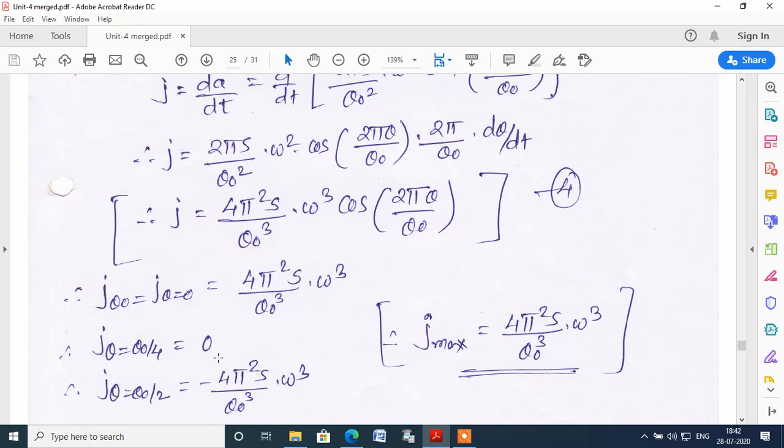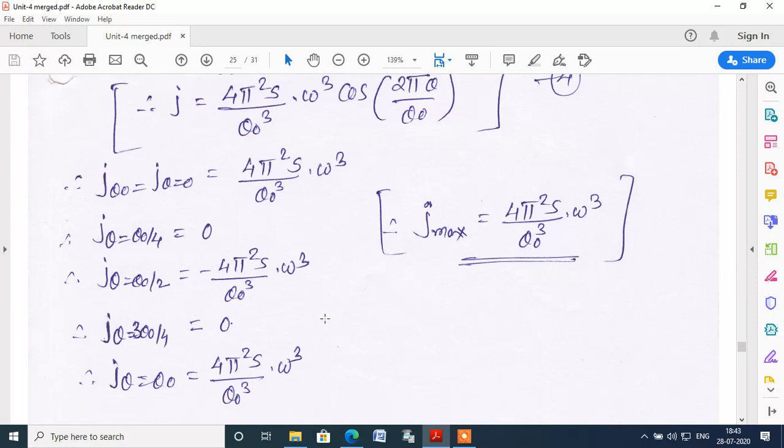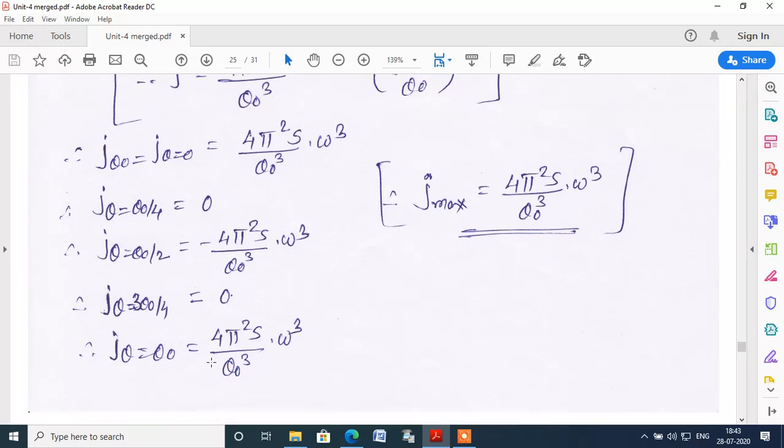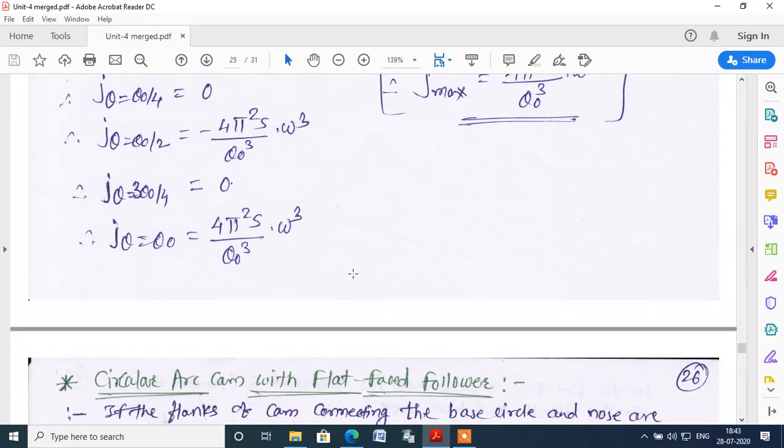Again calculating values, at theta equal to 0, j is 4 pi square s upon theta naught cube into omega cube. At theta equal to theta naught by 2, it is coming minus 4 pi square s upon theta naught cube into omega cube. And at theta equal to theta naught, it is coming 4 pi square s upon theta naught cube into omega cube. So maximum jerk is 4 pi square s upon theta naught cube into omega cube.